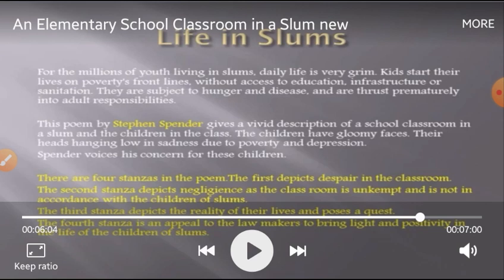Second stanza depicts negligence as the classroom is unkempt, is not in accordance with the children of slums. So you'll see ironies, beautiful ironies in the second stanza, where so many things that are promised to the children shown in the classroom are actually not at all given to the children.